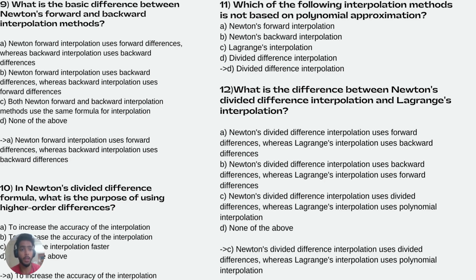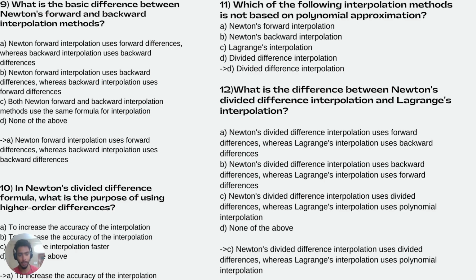What is the basic difference between Newton forward and backward interpolation methods? Let me just go through the options. Yeah, as I explained earlier, Newton forward and Newton backward are used in the respective cases where, firstly, the range should be defined, and secondly, the main difference is that they respectively use forward differences and backward differences. For instance, Newton forward differences is used when we need to calculate elements from start to end.